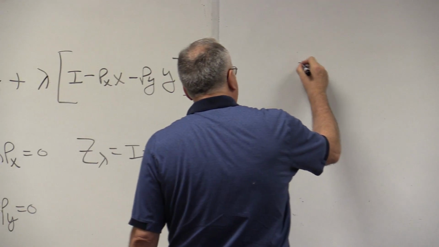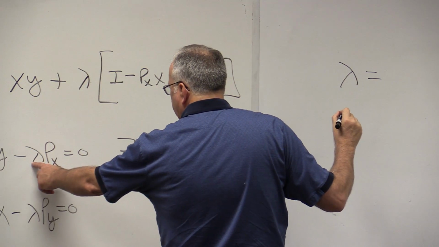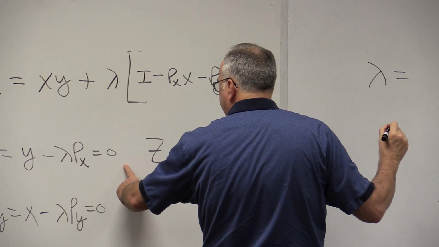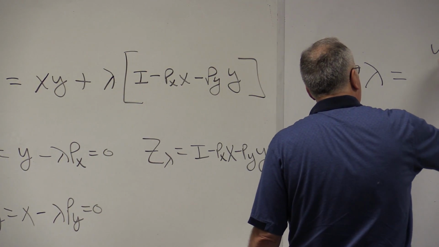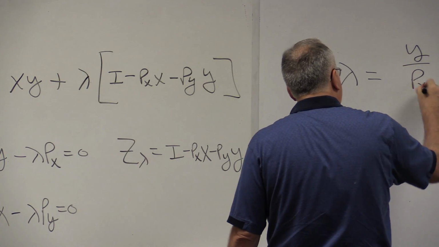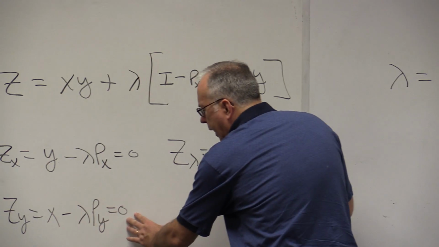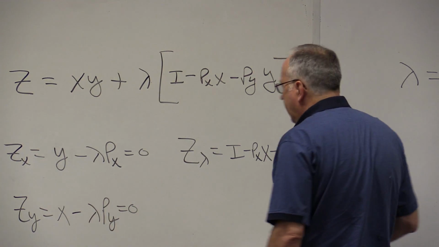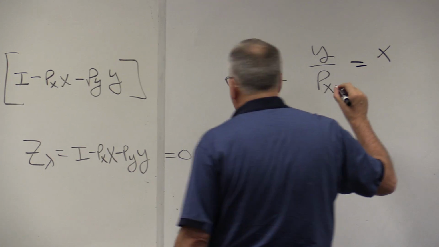So from these two equations, what you get is lambda equals, bring this lambda px over to the right and divide by px. So you get lambda equals y divided by the price of good x. From this equation here, bring this lambda py over, divide by py, and you get lambda equals x over py.